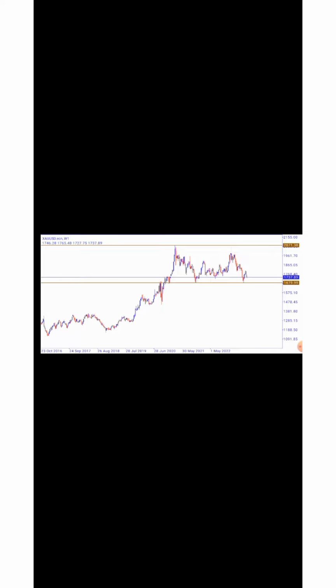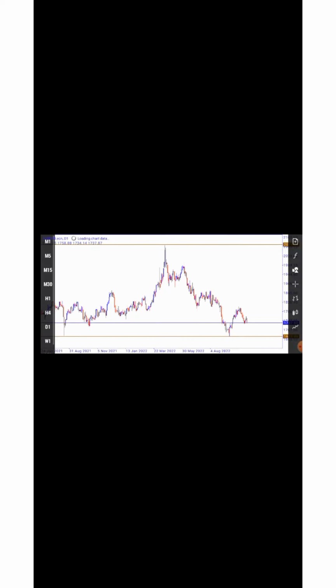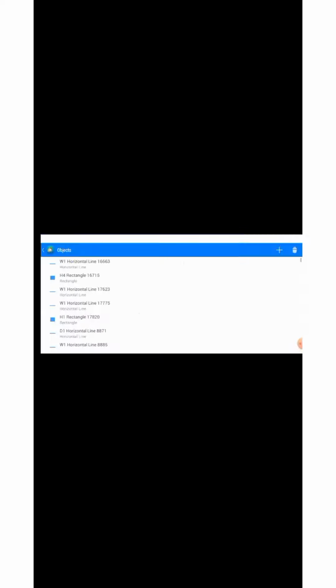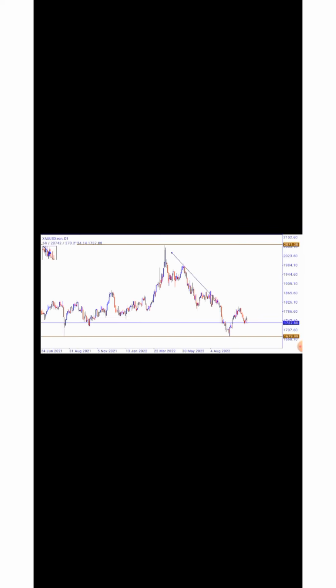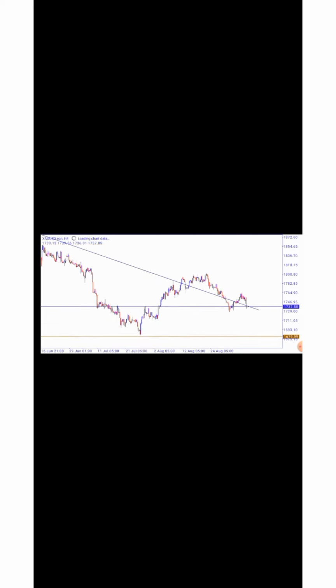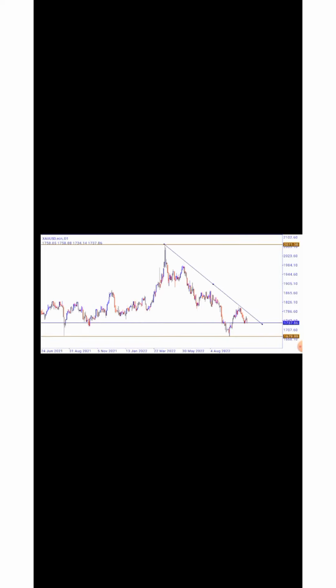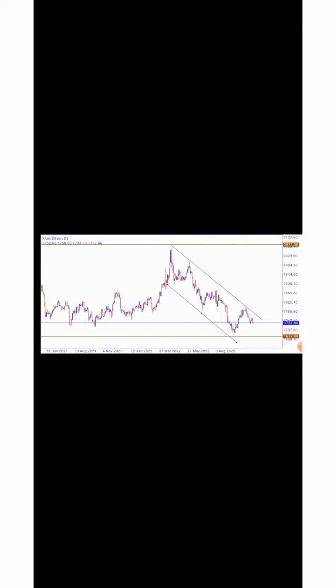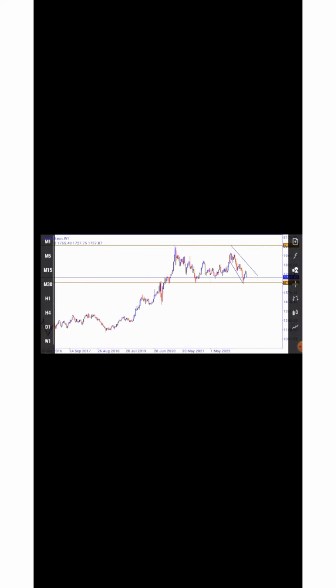Now let us move to our daily time frame. On our daily time frame, this is the trend that we have on our weekly, and it's quite repeating itself on our daily time frame as well. So for a resistance, there has to be what we call a support. There has to be a support as well. This is all we have on our weekly and daily respectively.